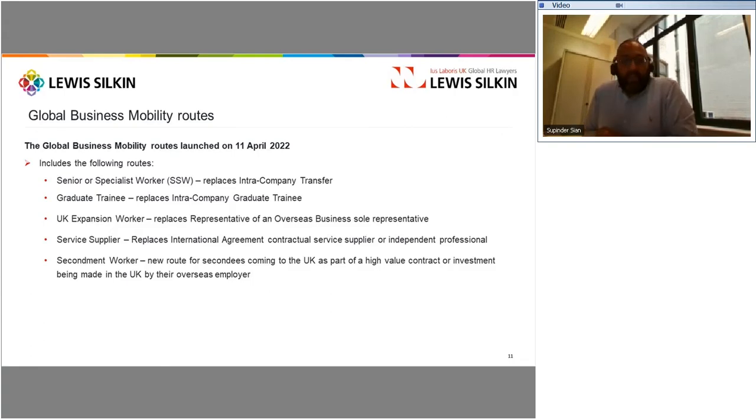So there are five new routes, essentially, under the Global Business Mobility route, and then a couple of extra ones that we feel might be helpful to businesses. So the first one is senior or specialist workers. That replaces intra-company transfers. We then have the graduate trainee, which is the old intra-company graduate trainee. UK expansion workers, which replaces what was the old sole representative of a business visa. The only exception is that it doesn't apply if you're an overseas media representative, and you can still use the old route. And secondment worker, and there's a high potential individual and a scale-up visa as well that we're going to discuss.